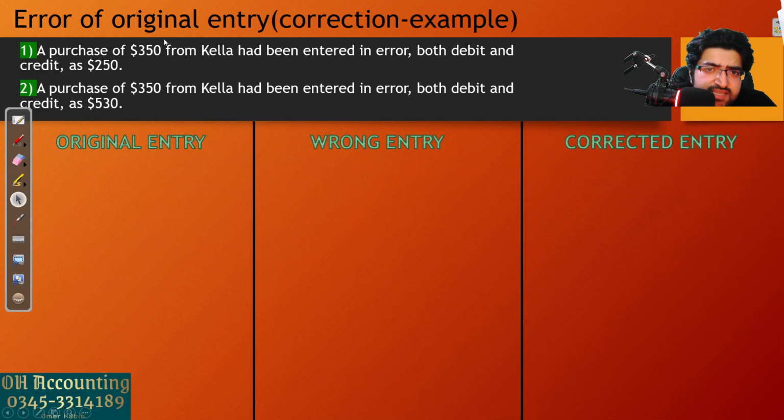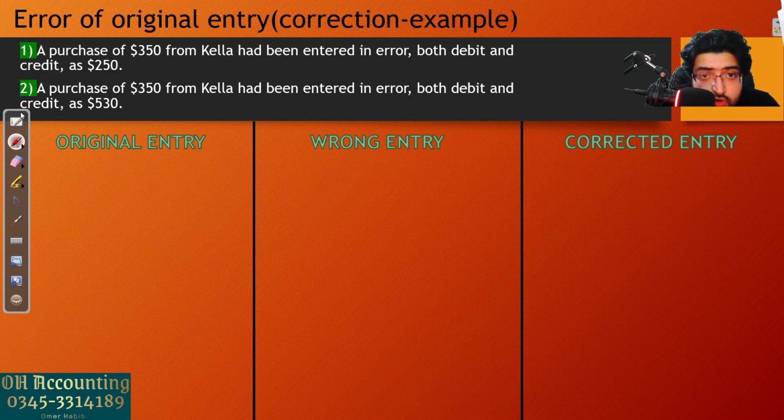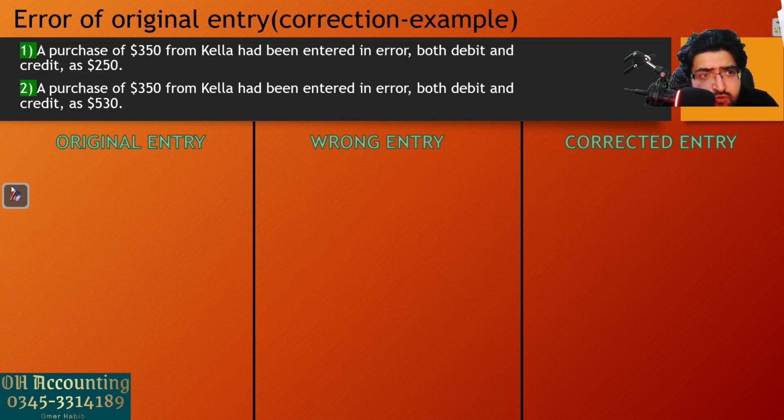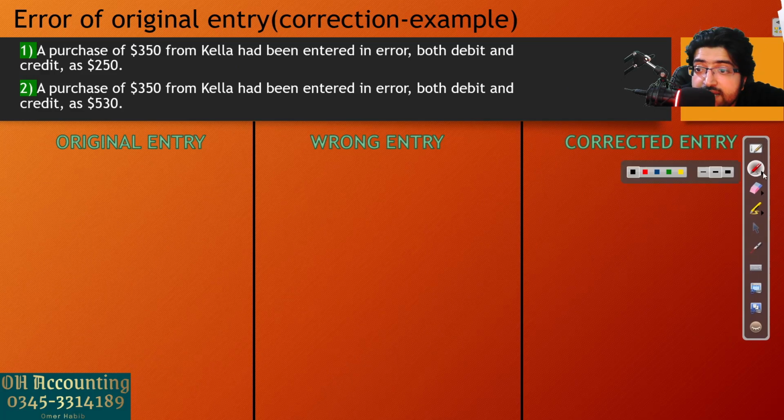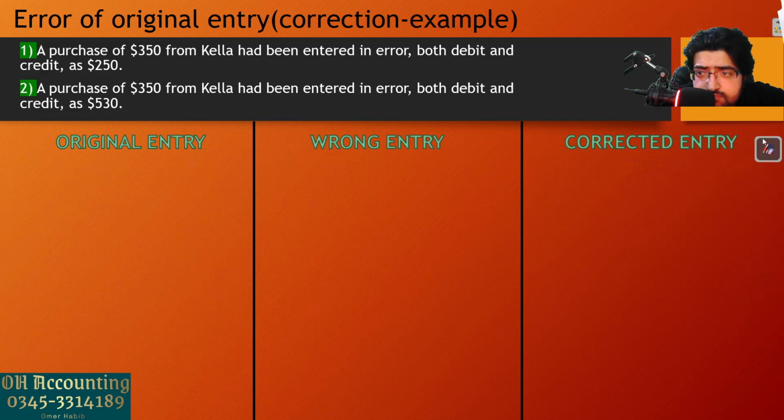Okay. Examples. Let's correct error of original entry. I will do that for both transactions. Let me move this here and start with the working. First of all, we have to make the original entry. A purchase of 350 from Kela. The transaction ends here. You should be knowing that by now. And stop reading at this point. Okay? And make the original entry. Because after that, they will tell you about the error, which we have to make in the wrong entry. So stop here and then make the entry.